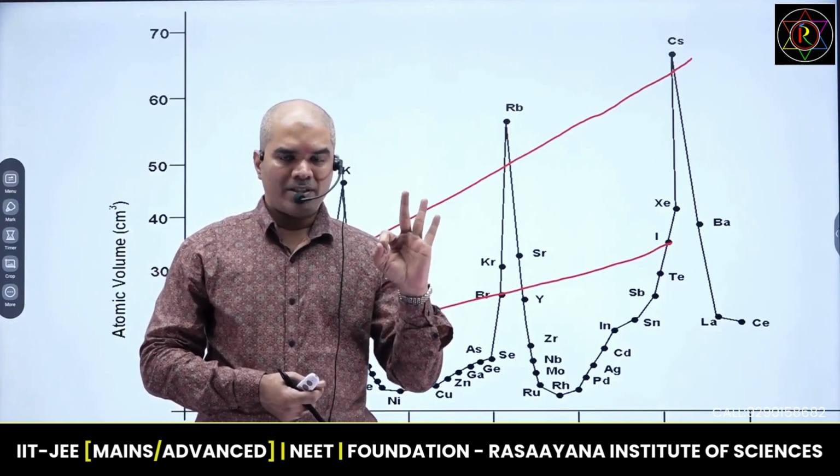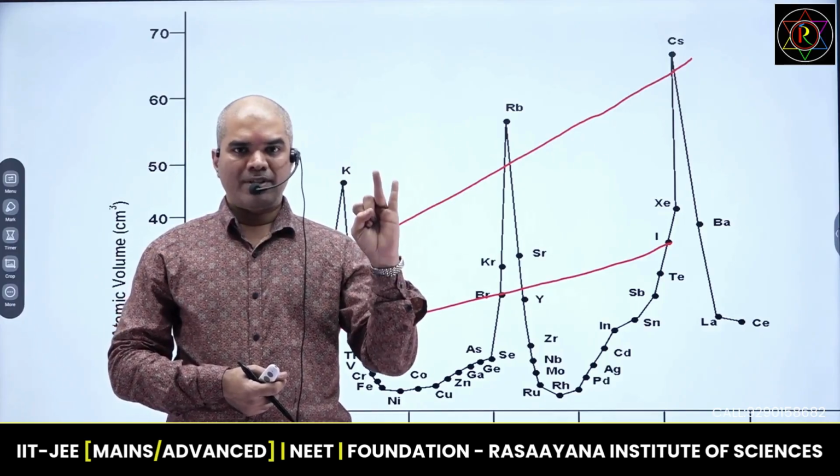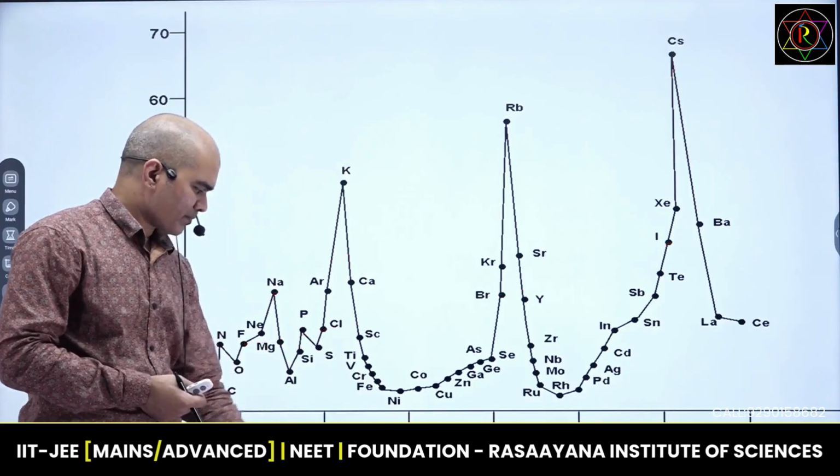Okay, remember three things. Law of triads, Dobereiner. Law of octaves, John Newlands. Mayer's curves.